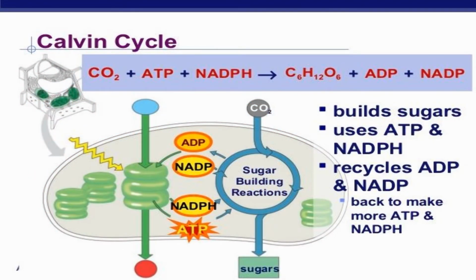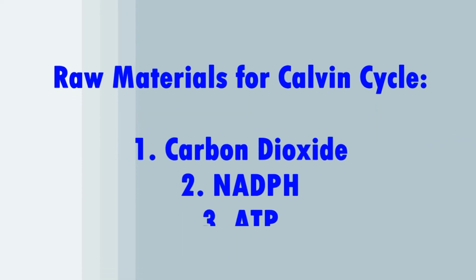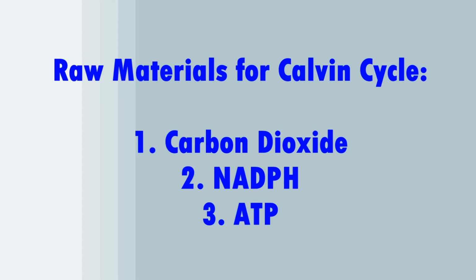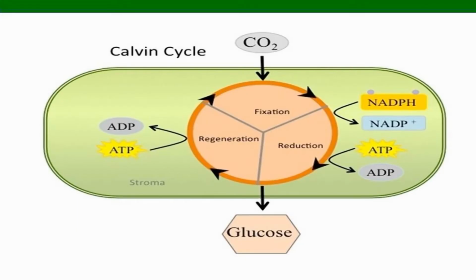So basically, the Calvin cycle or the dark reaction phase is focusing on how carbon is processed to produce sugar molecules with the aid of enzymes. The Calvin cycle happens in the stroma. The raw materials needed for this process to occur are carbon dioxide, ATP, and NADPH. The Calvin cycle or dark reaction phase is composed of three substages. First is fixation. Second is the reduction phase, and the third is the regeneration phase.